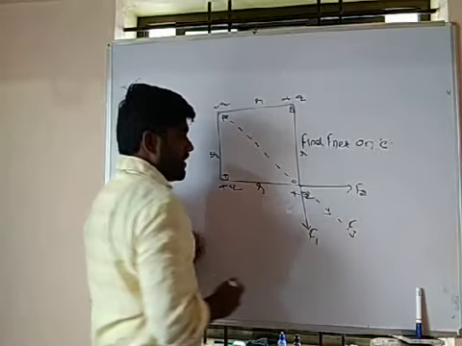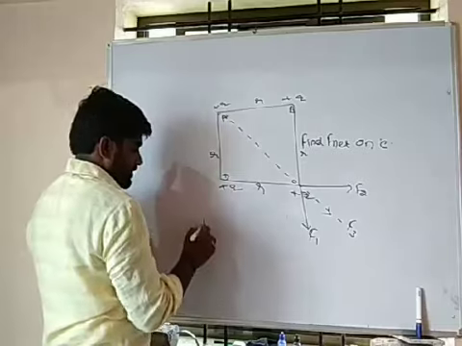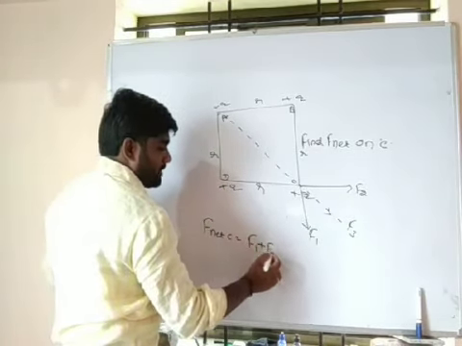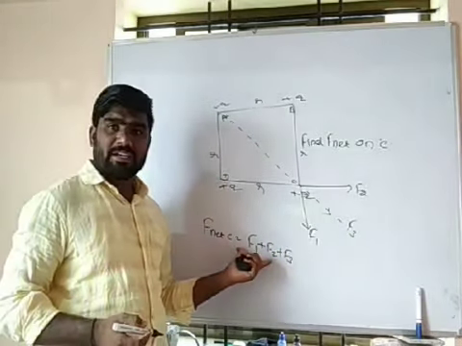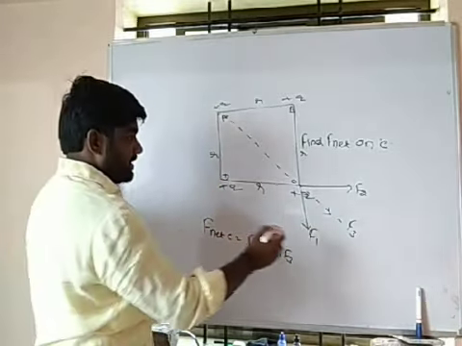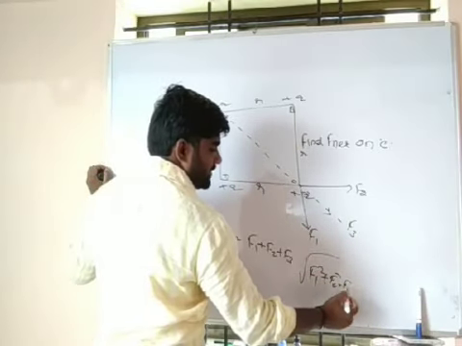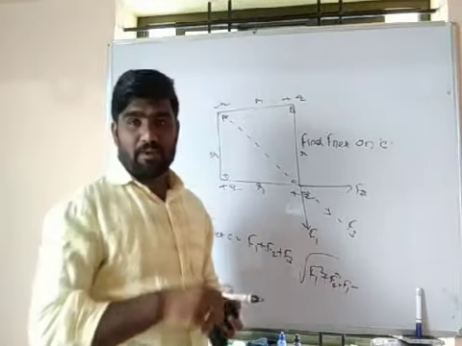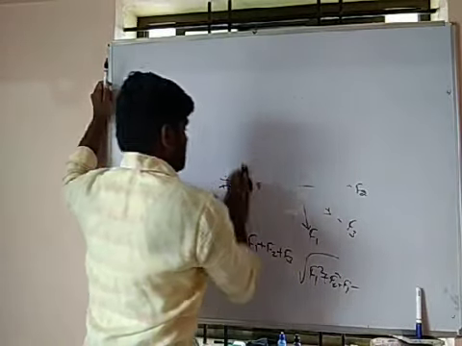Is it or not? So how to calculate F net on C? First of all, I want to calculate F1, F2. So F net on C is equal to F1 plus F2 plus F3. F1 plus F2 can be calculated how? By using vector addition of 2 vectors. So root of F1 square plus F2 square plus 2 F1 F2 cos theta. Like this only we are going to solve. Let's see some problems. Let's see how to solve this. Okay. First problem.